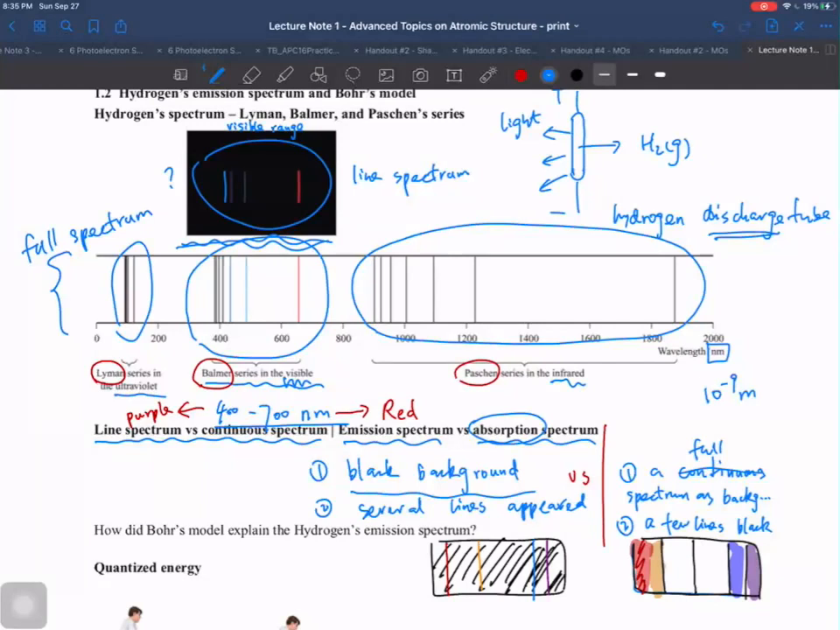Okay, so the key question is here. How did Bohr's model explain the hydrogen's emission spectrum? This is a little bit complicated, I have to say. And actually, this is also a challenging topic in AP Chem, because most students do not have much physics background when they are taking AP Chem.